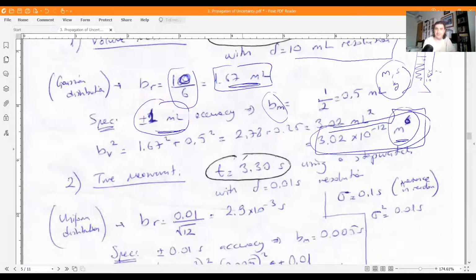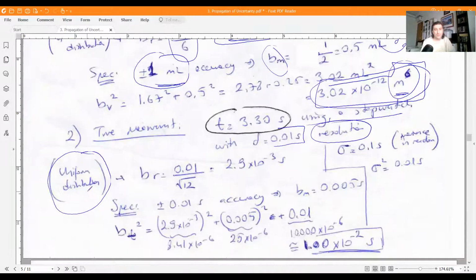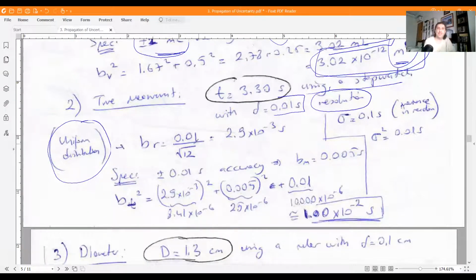Now, time measurement. Let's say that it has taken 3.30 seconds using a stopwatch with a 0.01 second resolution, which is the usual resolution for a stopwatch. So I assume uniform distribution here. I have talked about the reasoning for that previously, and I come up with a suitable value here. Specification says, okay, 0.01 accuracy. So this is going to be the manufacturing bias, and these two terms will be squared here and added together.